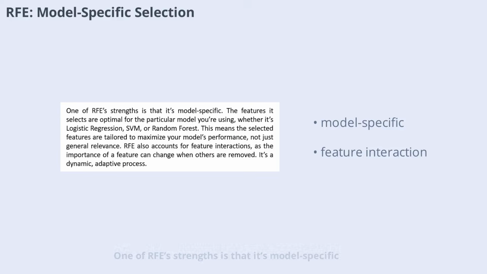One of RFE's strengths is that it's model-specific. The features it selects are optimal for the particular model you're using, whether it's logistic regression, SVM, or random forest. This means the selected features are tailored to maximize your model's performance, not just general relevance. RFE also accounts for feature interactions, as the importance of a feature can change when others are removed. It's a dynamic, adaptive process.